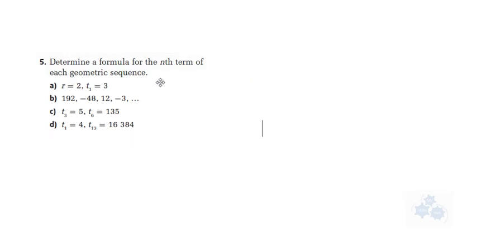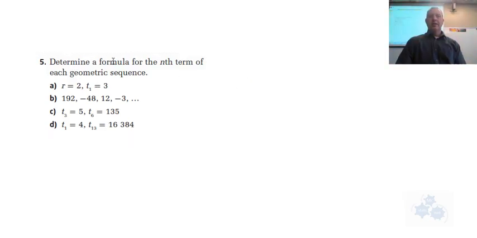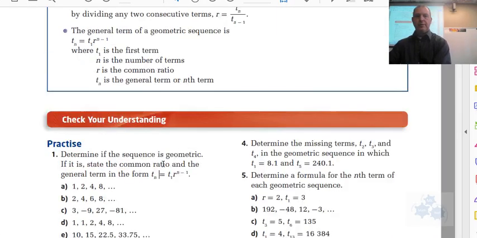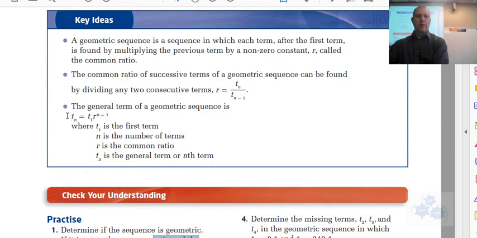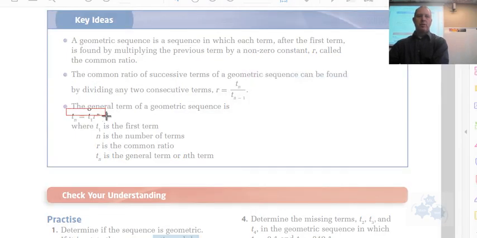All right, so for number 5, determine the formula for the nth term. Okay, so the nth term of a geometric sequence. So the nth term is basically the T of n formula with everything except for n filled in. Let's go back to the text there. What is the nth term formula? Here it is right here. So this is our formula that we're starting with.